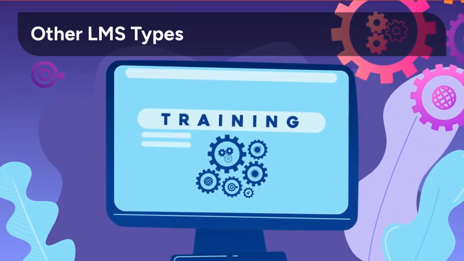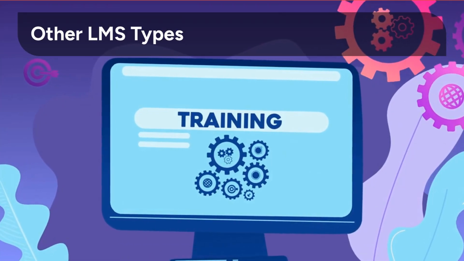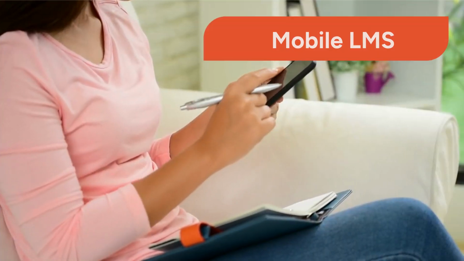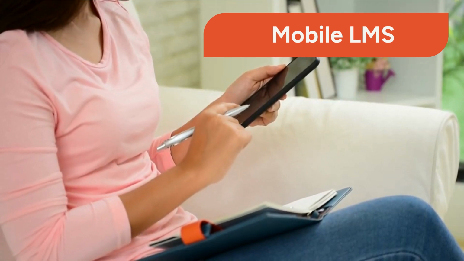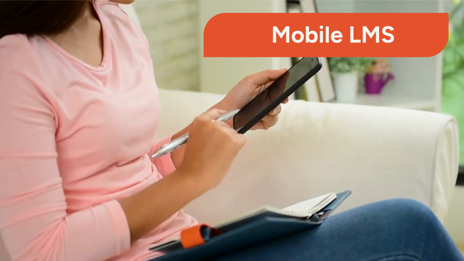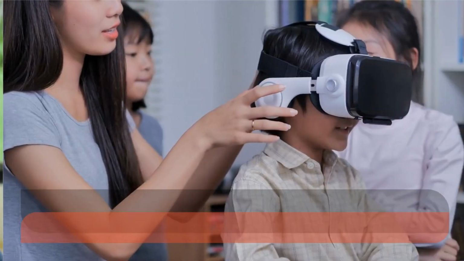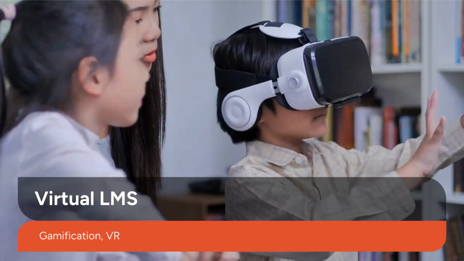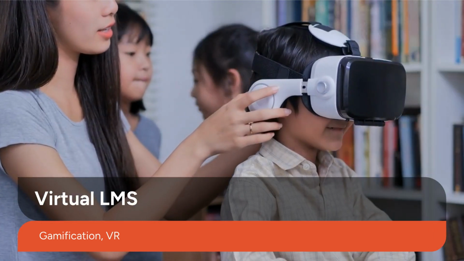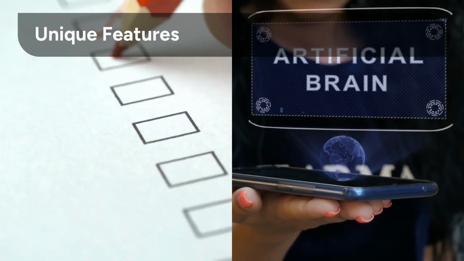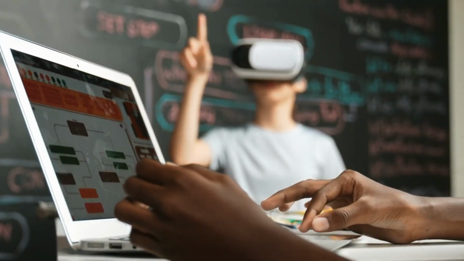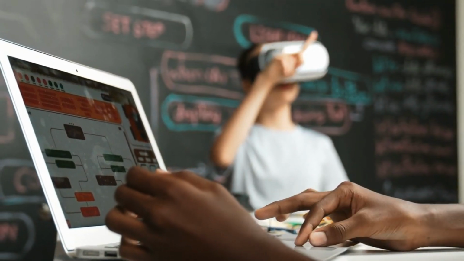Beyond these primary types, there are also mobile LMS, virtual LMS, and other specialized solutions. Mobile LMS focuses on accessibility and remote learning, allowing students to learn on the go. Virtual LMS incorporates gamification and VR technology, making learning more interactive and engaging. Each type has unique features and specific use cases. Let's look at a few more visuals that demonstrate the different learning types.